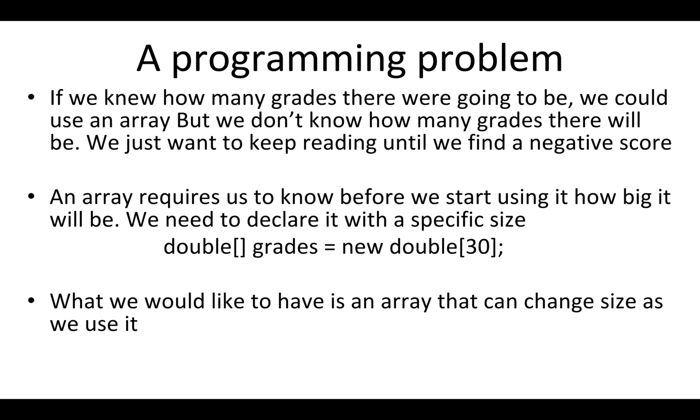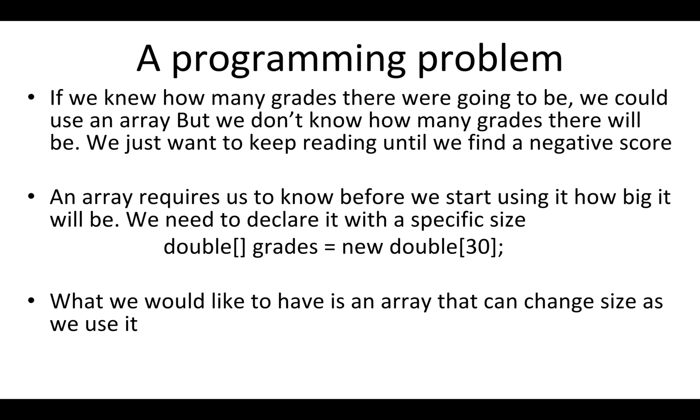So if you knew how many grades there were going to be total, you could just use an array. But in this case, because you're using Scanner and you're going until the user enters a negative number, you have no idea how many grades the user will enter. So we just have to keep keeping track of more and more grades. An array requires you to know how big the array needs to be before you even make it.